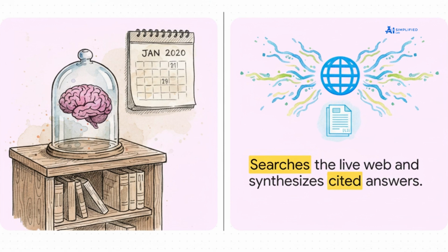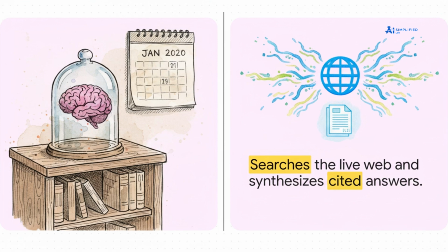Perplexity, on the other hand, is built totally differently. For every single question you ask it, it goes out and searches the live web, like right now. Then it pulls everything together, synthesizes it, and this is the absolute key for any student. It shows you its work. It tells you exactly where it got every piece of information.